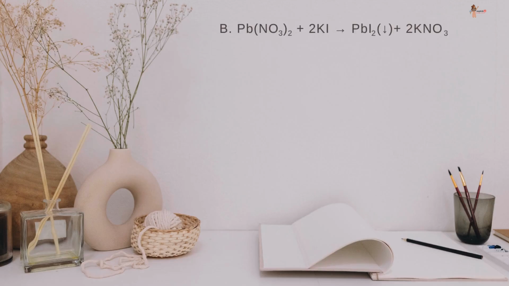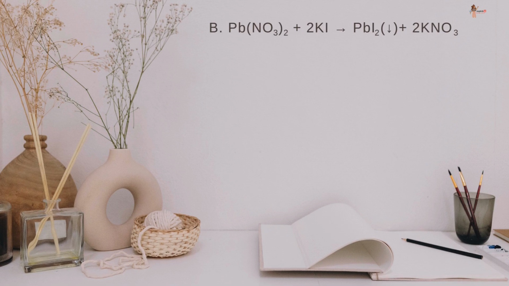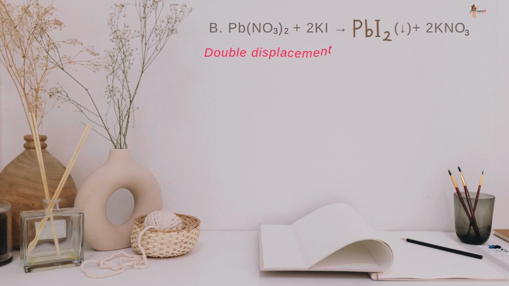Next reaction is this. Here, the reactants lead nitrate and potassium iodide react to form lead iodide and potassium nitrate. Due to an exchange of ions between reactants and products, a yellow precipitate of lead iodide is formed. Hence, it is a double displacement or precipitation reaction.